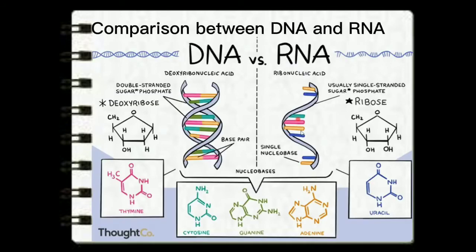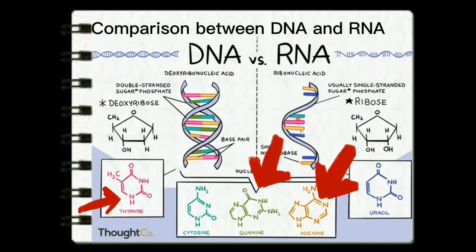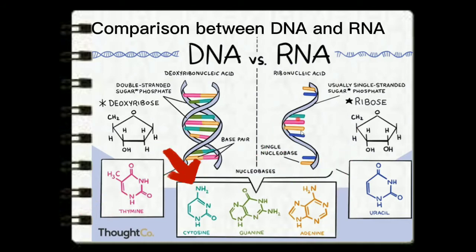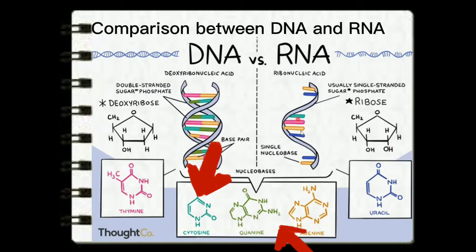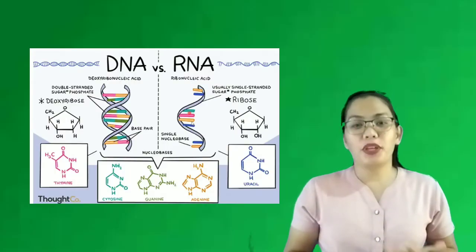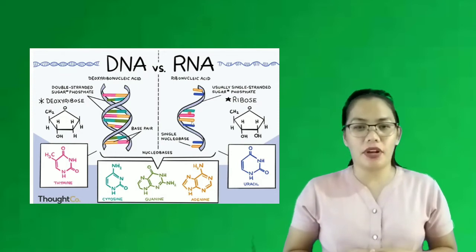This time, let us have a comparison between DNA and RNA. For sugar, DNA has deoxyribose, while RNA has ribose. In bases, DNA has adenine, thymine, guanine, and cytosine, while RNA has adenine, uracil, guanine, and cytosine. In terms of strands, DNA is usually double-stranded, while RNA is single-stranded. This time, you have learned the difference between DNA and RNA.